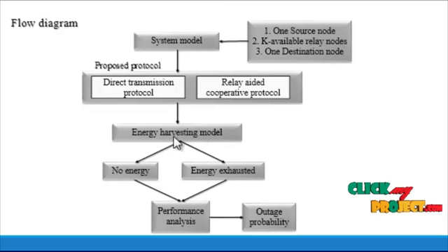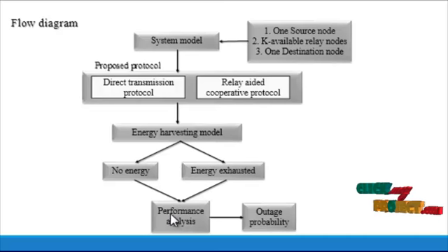Next, this is the energy harvesting model. In the energy harvesting model, there are two cases: no energy and energy exhausted. In the no energy case, first consider the simple case where there is no energy storage device at R_k, which means R_k can only utilize the energy harvested during the current block for current signal transmission. If the harvested energy E_i is less than P_R, the relay will be out of energy. That means energy exhausted. The probability of R_k being out of energy is called the energy exhausted probability.